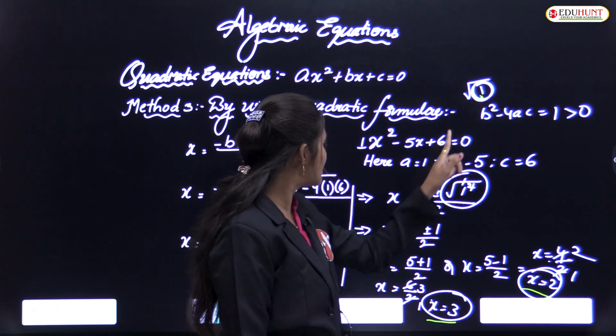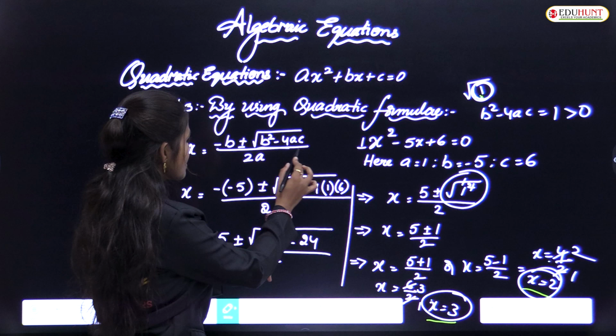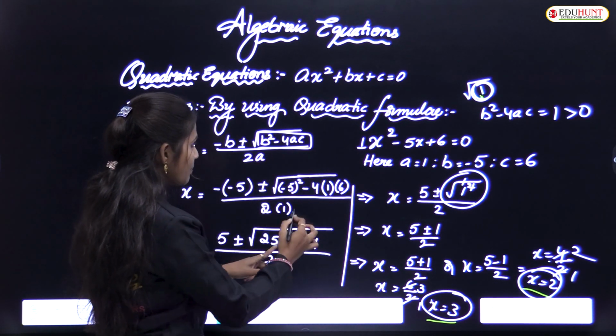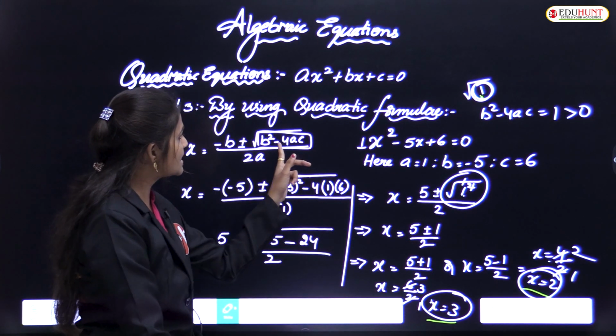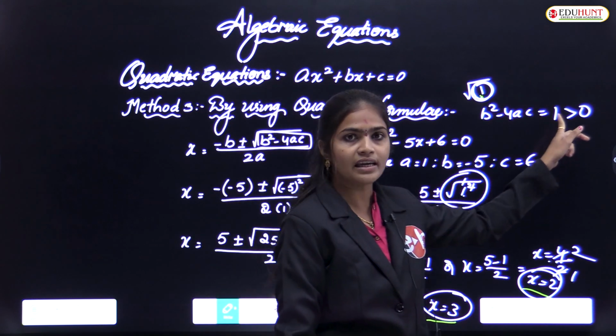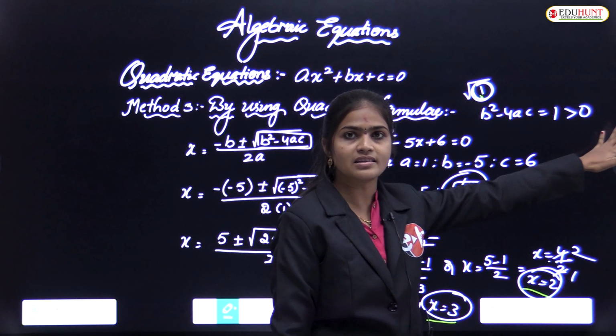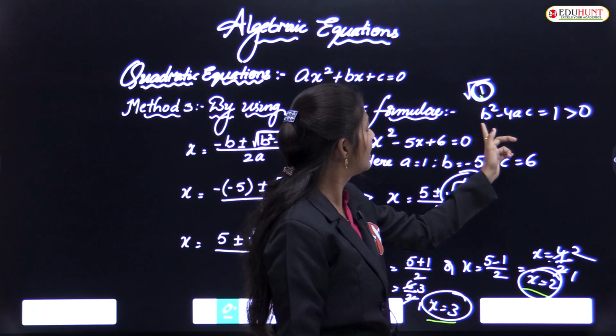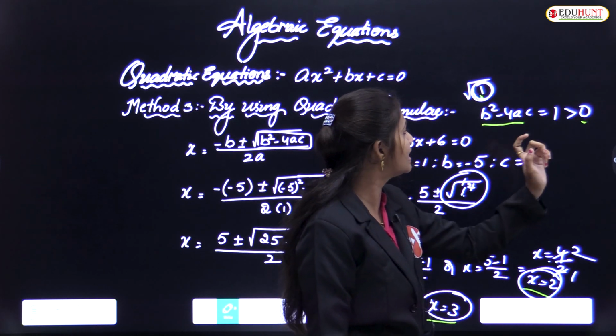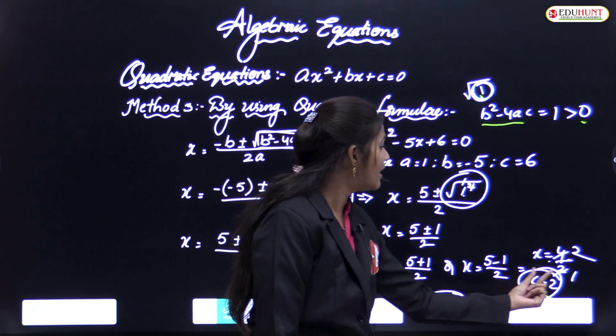So actually this is the value of b square minus 4ac. After simplification we got 1. So b square minus 4ac value we got is 1, which means it is greater than 0. Okay, so here the discriminant is greater than 0, that's why the roots are real roots.